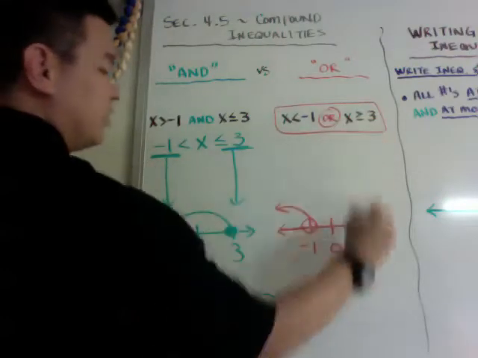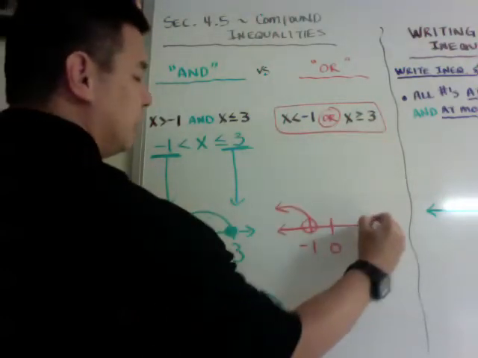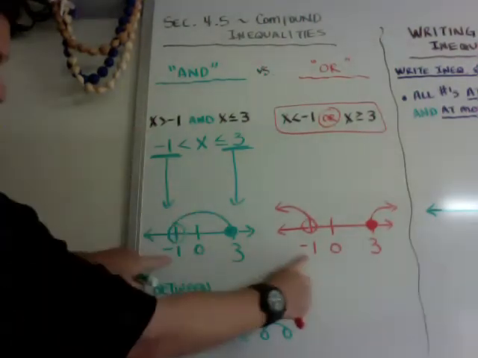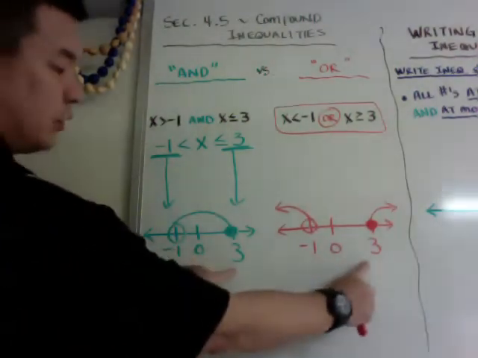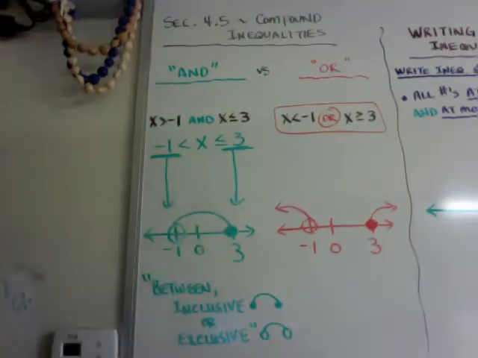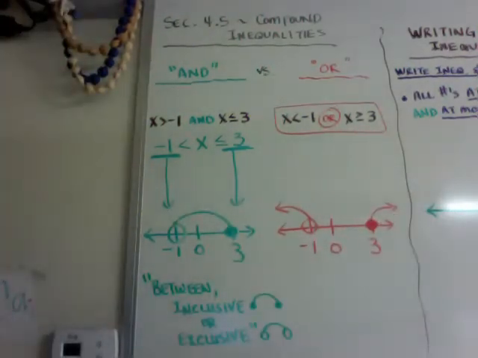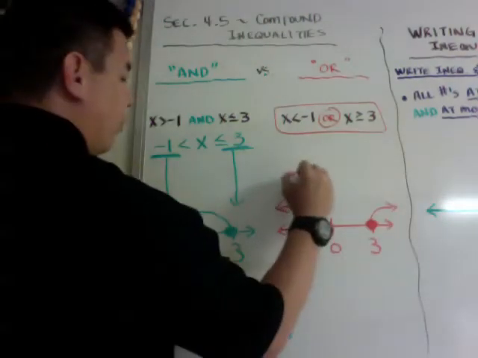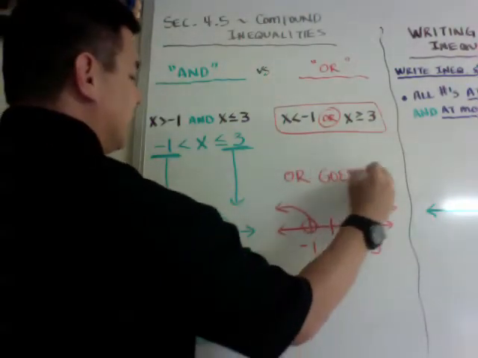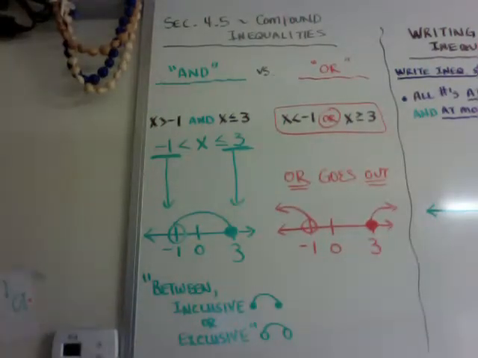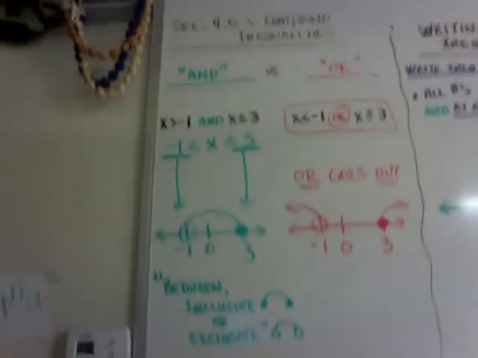X is greater than or equal to 3 is a closed circle going to the right. Okay, and if you notice the two types of problems, I have the same open circle on -1 and the same closed circle on 3, but on an "and" problem it's in between, and on the "or" problem it goes outwards. So if you want to think of it that way, "or" goes out. It just simply goes outwards like that. So that's the difference between "and"s and "or"s.